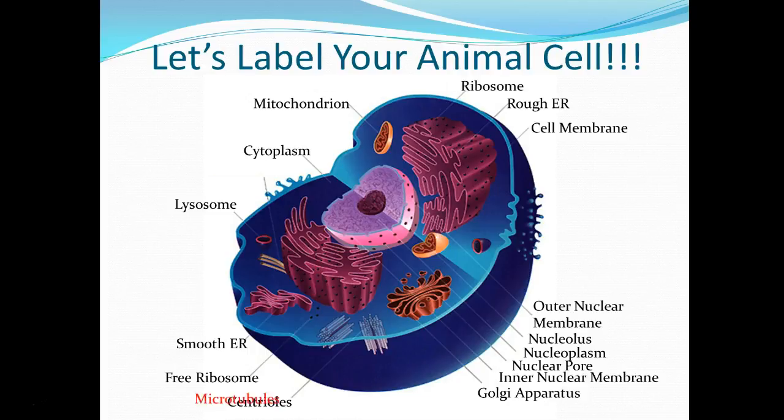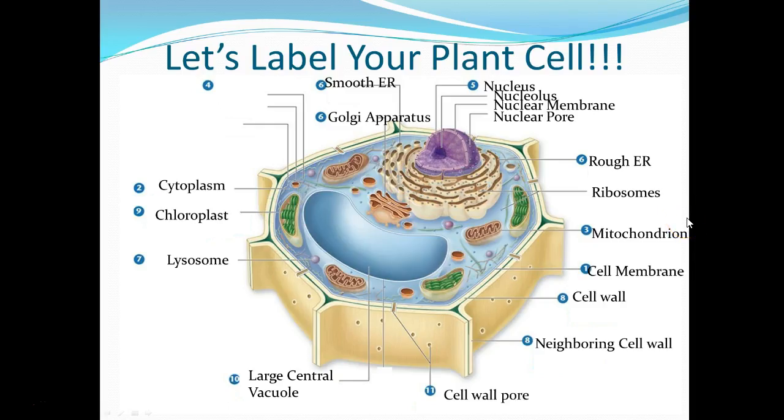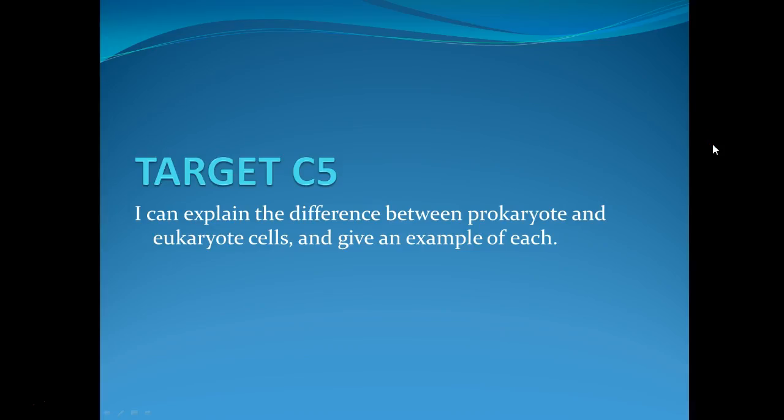So on your animal cell, you've got some microtubules shown here. Plant cell, you've got some shown here. There's more on this side over here. Microfilaments are the thinner ones. And that's it for targets 3 and 4. We'll stop there.